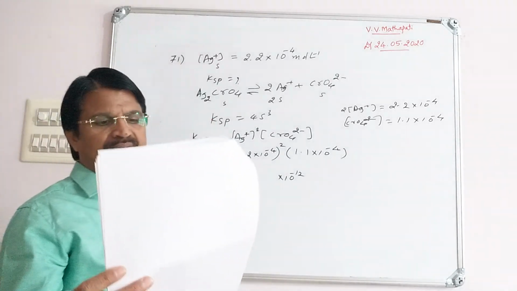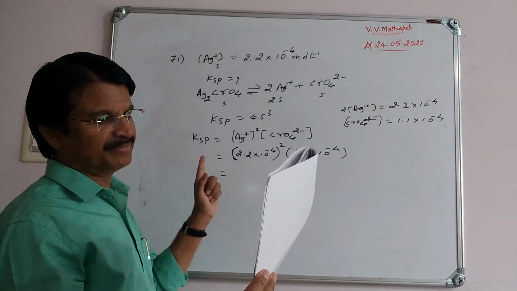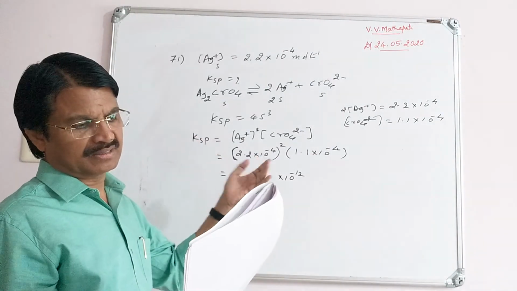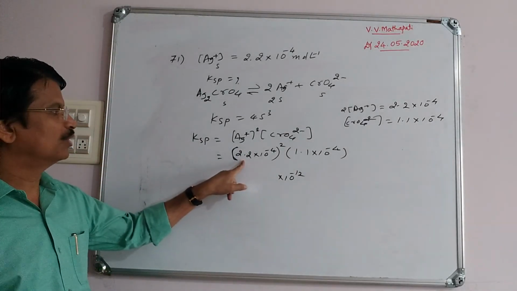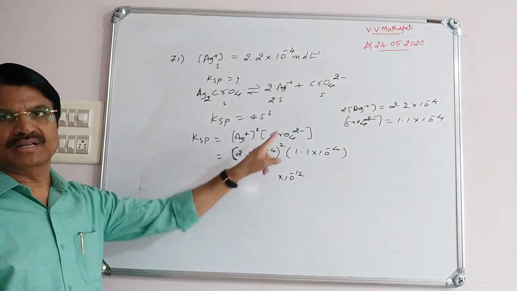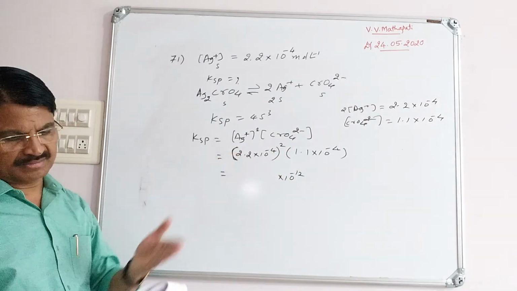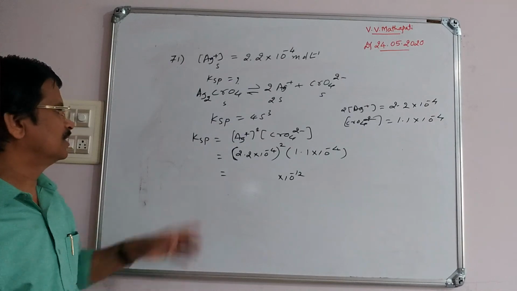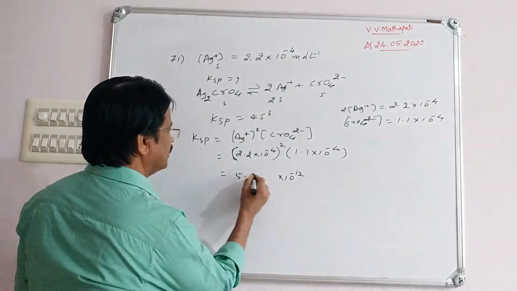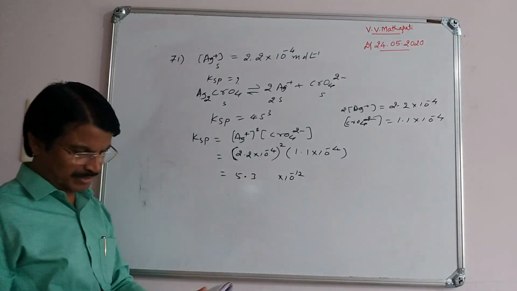Out of 1 and 3, the first option is 2.6 and the third option is 5.3. Therefore, here I wrote 4.4 into 1.1 into 10 raised to minus 12. It is more than 2.2. In option 1 it is 2.2 and in option 3 it is 5.3. Therefore the answer is 5.3 into 10 to the power minus 12.